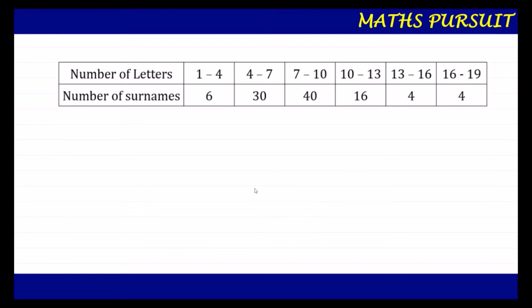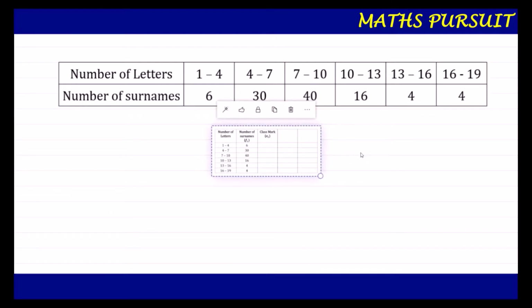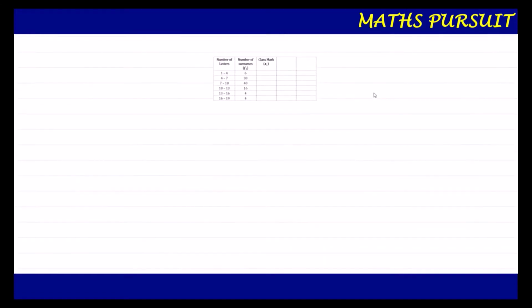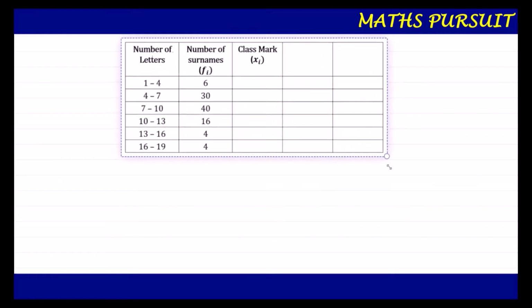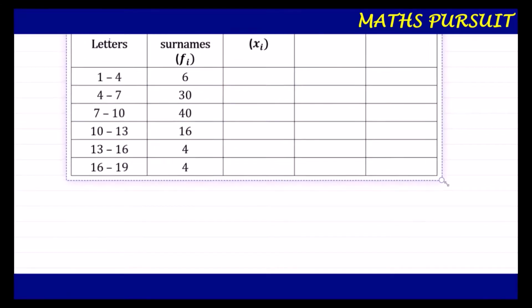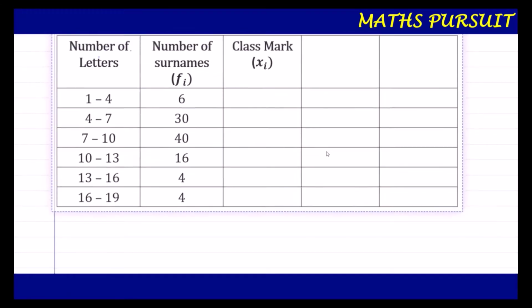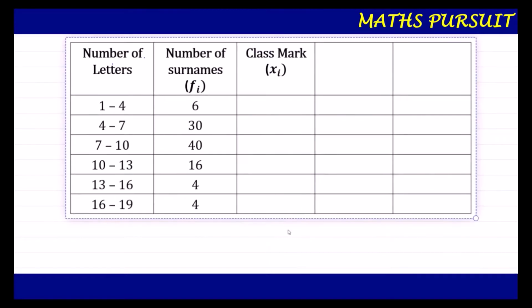Now guys, let us look at the screen. I have posted the data in a new tabular form. As we all know, in order to make our calculation, we require the data in a particular tabular form. So for that reason, I have converted the data into a tabular form, because this is what is required. In one column we have the number of letters, and in another column we have the number of surnames, which is the frequency.